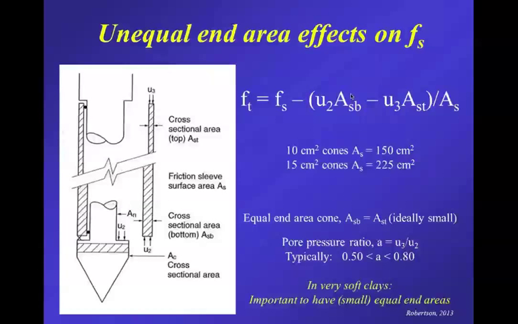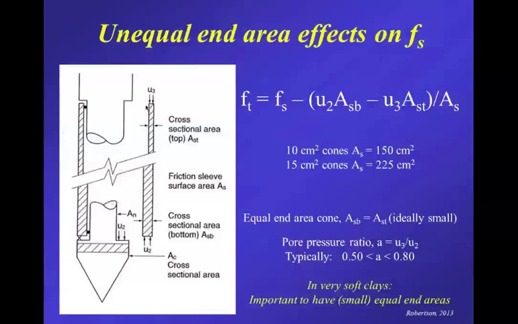Now, there's likewise an unequal end area effect on the friction sleeve, because in the early days, when people lowered these cones into water, they noticed that there should be no sleeve friction, because the water generates no frictional stresses on the cone. But there is pressure acting on the ends of the sleeve, and if they have unequal end areas, then it produces an unequal force. So in the example I'm illustrating here, if the area is bigger at the bottom, you get a positive force.